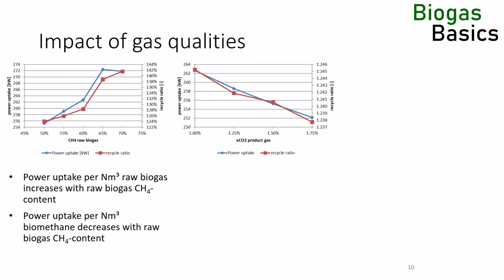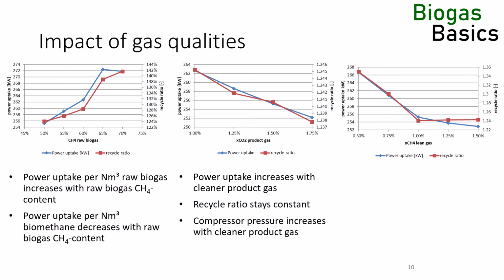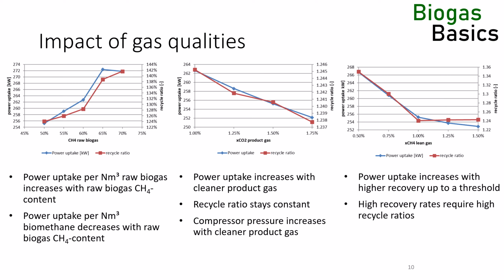When we increase the target CO2 content in the product gas, the power uptake drops as expected. The recycle ratio stays more or less constant. Instead, the compressor pressure drops with more CO2 in the product gas. When the methane content in the off-gas is varied, the power demand and recycle ratio vary as well. When the methane drops from 1% to 0.5%, the power demand and the recycle ratio increase. However, increasing the methane target in the off-gas from 1% to 1.5% does not lead to a significant drop in power demand or recycle ratio.